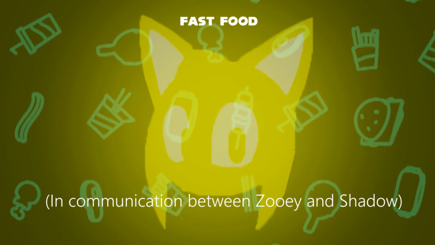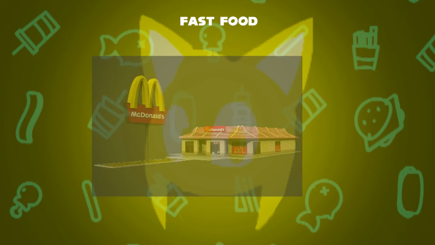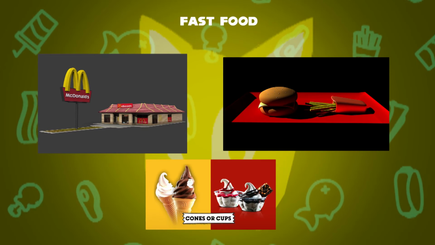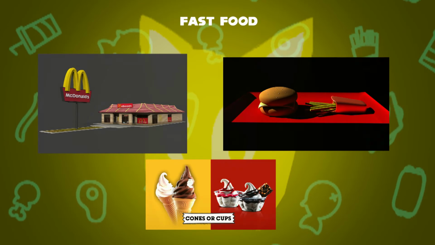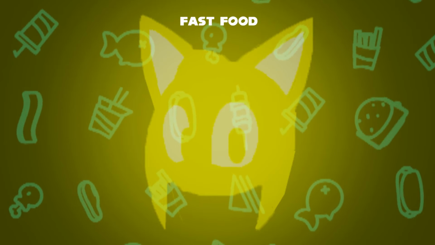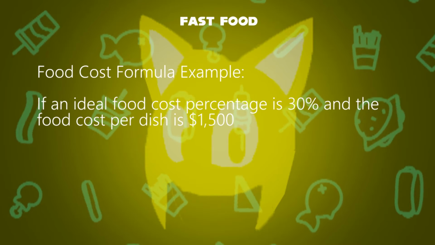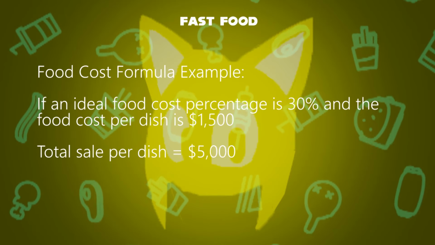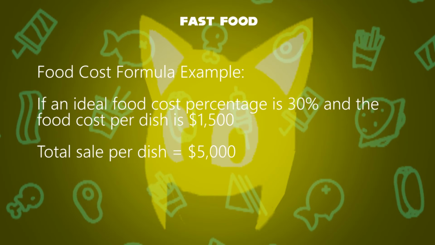Okay. Tell me, Shadow, how much does the food cost when a customer buys it? Well, most of the owners and operators keep food costs about 30% of revenue. Hey, I found something. What makes you surprised? The food cost formula. Food cost formula? Well, Zoe, the 30% revenue is an ideal food cost percentage. If food cost per dish is $1,500, then total sales per dish will be $5,000. Okay, thank you for showing me the example.